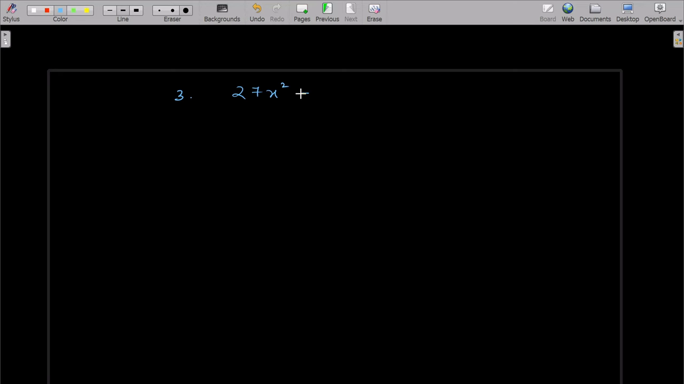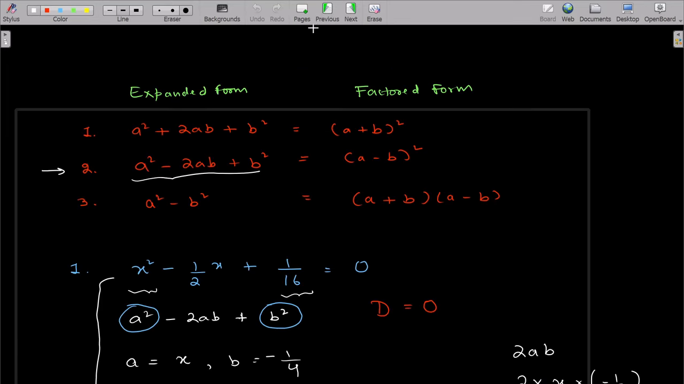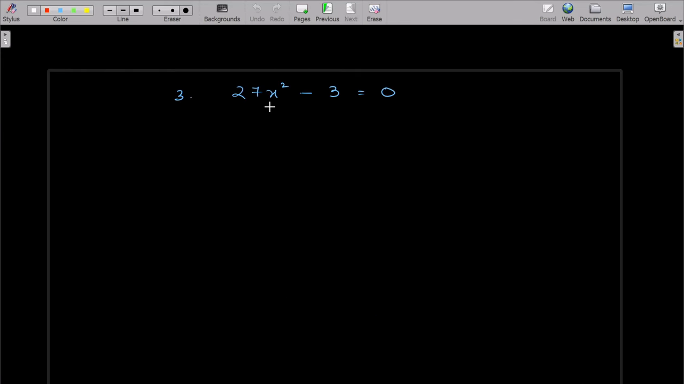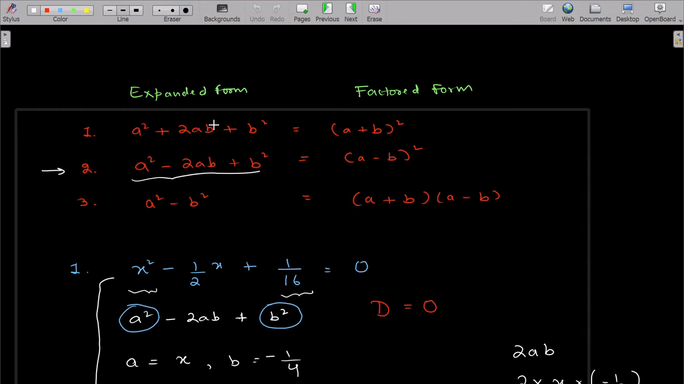27x square minus 3 is equal to 0. First, identify which identity will be used. The second one? Okay, let's have a look. So we have only two terms this time. First term, second term. So which identity has two terms? Oh, the third one. Third one.